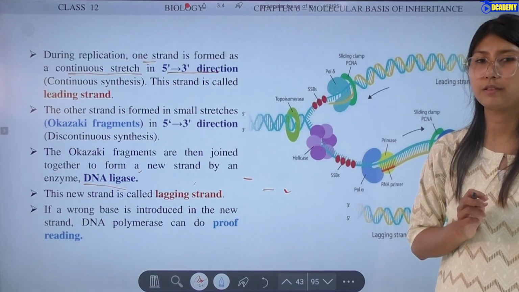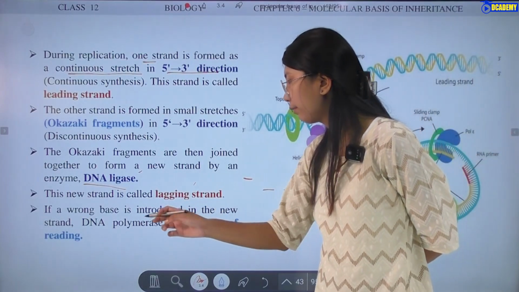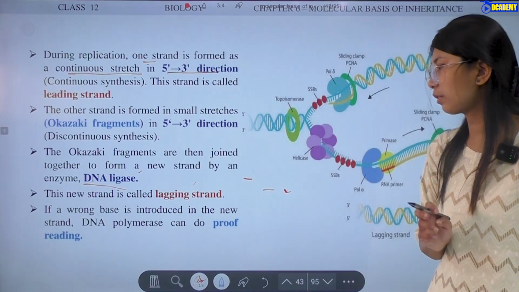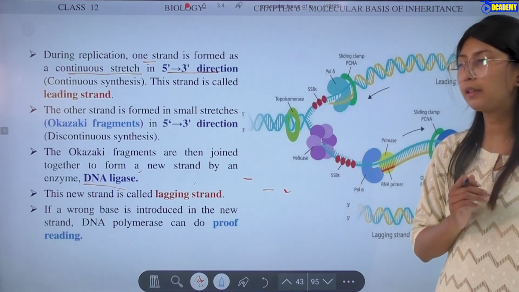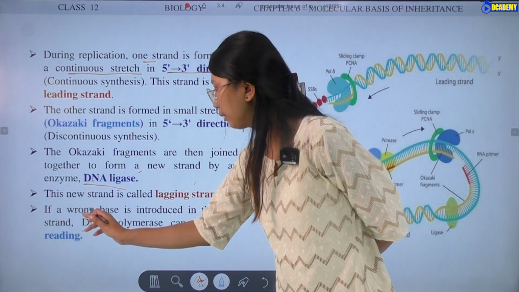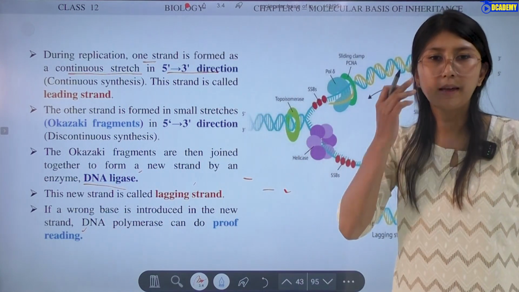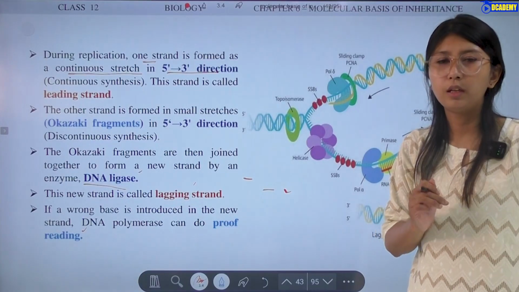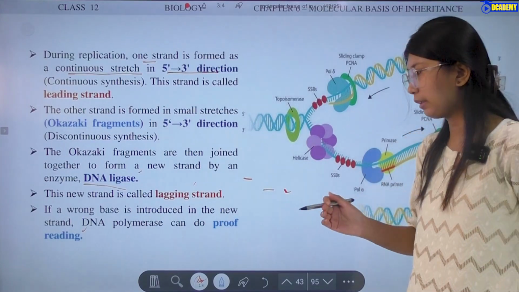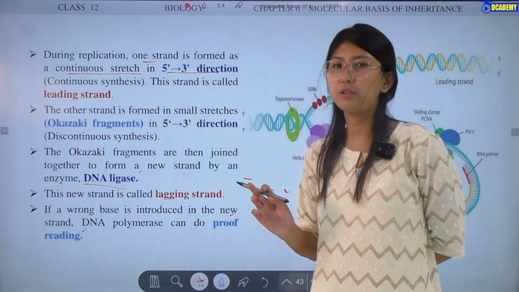Okazaki fragments are formed together on the lagging strand. Then if a wrong base is introduced in the newly formed DNA strand, DNA polymerase can do the proofreading. Proofreading checks for wrong bases and corrects them.